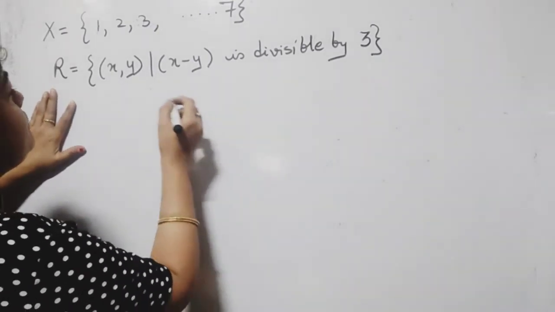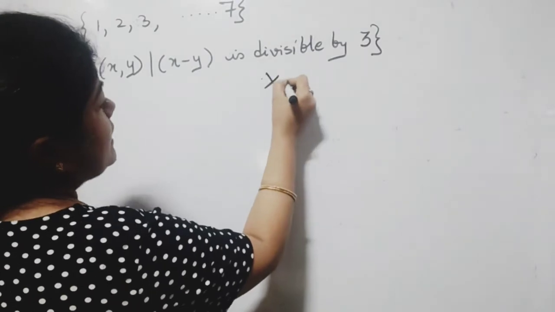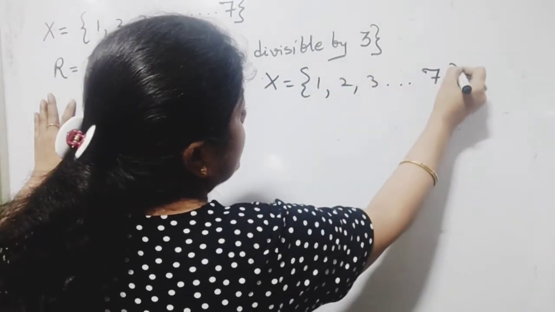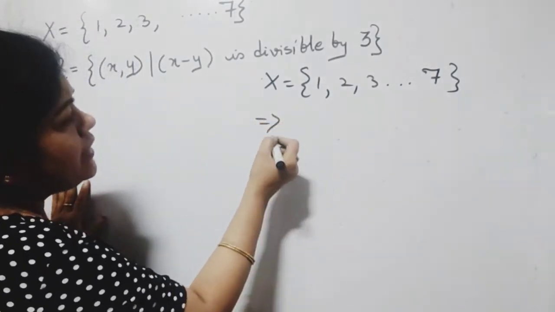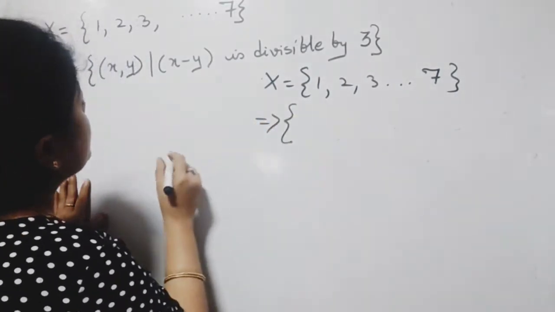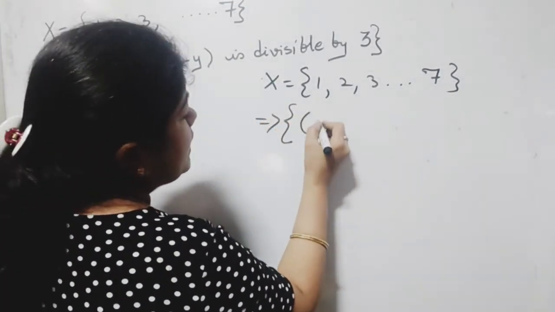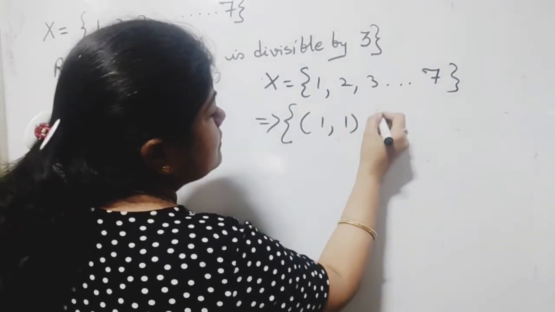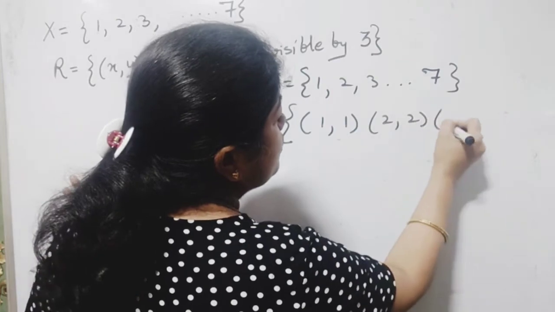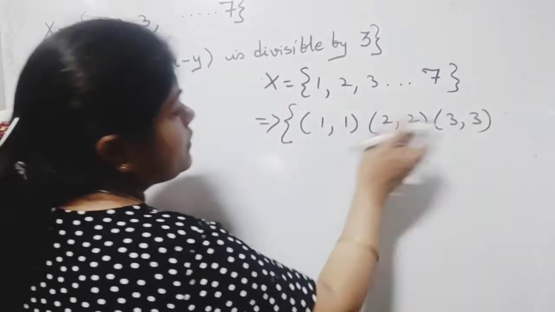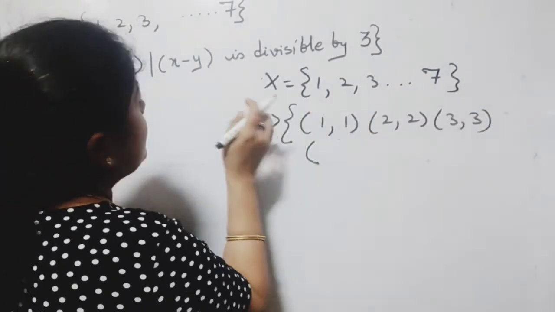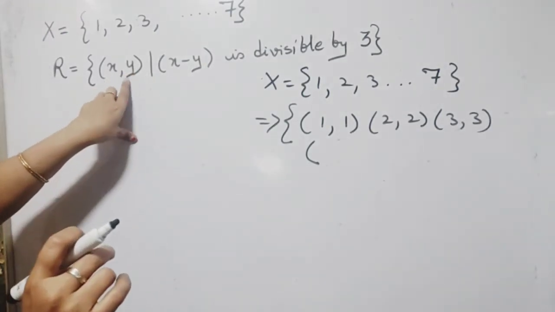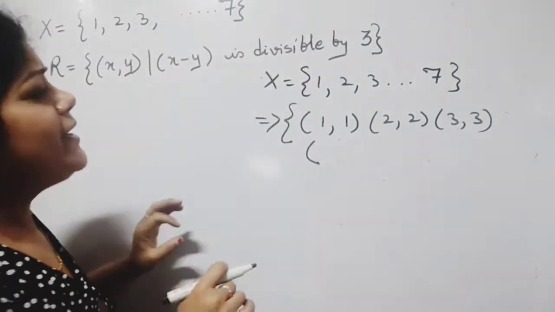For example, we have a set X is equal to 1, 2, 3 up to 7. Okay. So, if we take out the relationship that is ordered pair, so we make 1, 1, 2, 2, 3, 3. In this way we have different sets, and also we take in this way the 2 ordered pairs, that is their difference is divisible by 3.